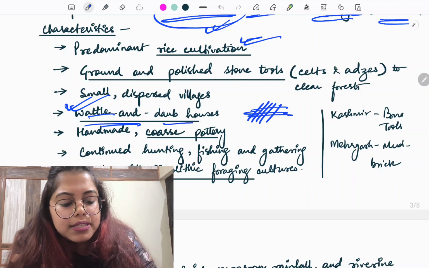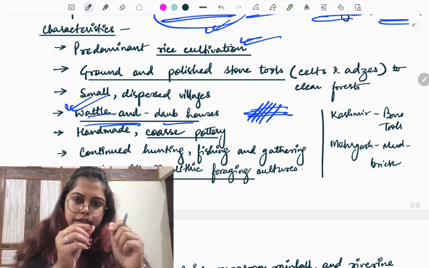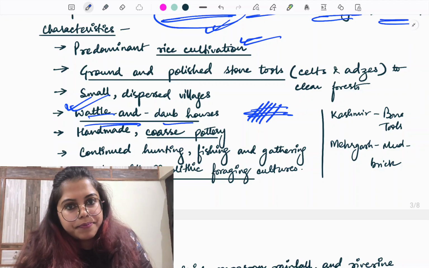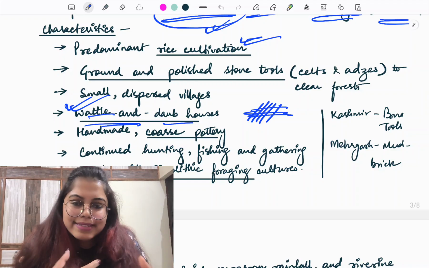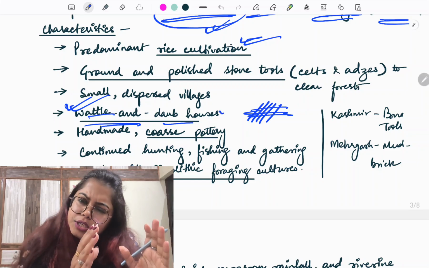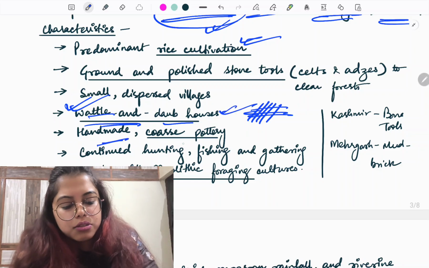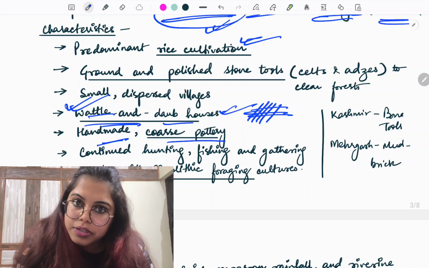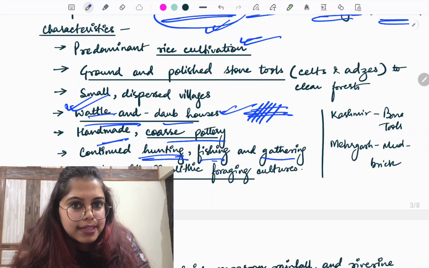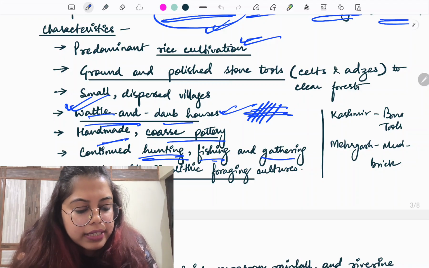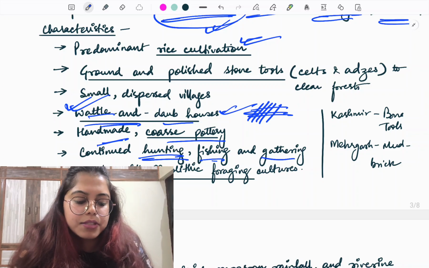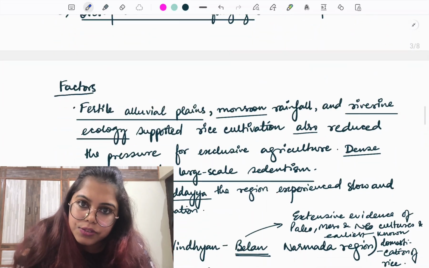Wattle and daub technique means कि इस तरीके से झोपड़ी जैसे बनता है, ठीक है, कि एक लकड़ी को weave करके एक pattern बनाएंगे and then they will plaster it with mud, ठीक है. So they were not exactly very durable, only for a short period of time. Okay, so those kind of houses were made here. Next, there was handmade coarse pottery. तो यहाँ पे pottery, it is not as ceramic. Next is continued hunting, fishing and gathering, and there is a strong overlap with the Mesolithic foraging cultures, right?